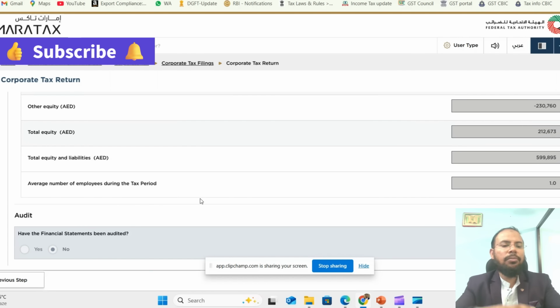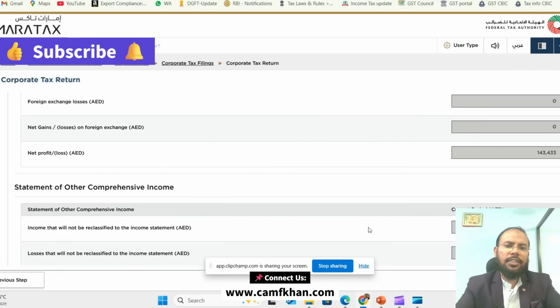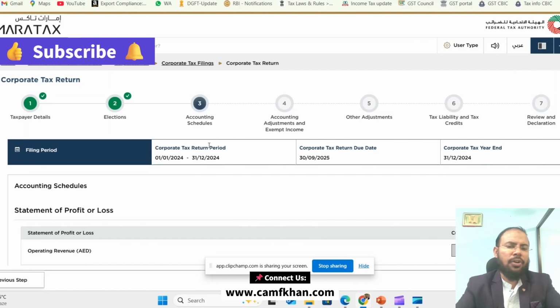Finally, we need to inform the audit related information, whether your financial statement is audited or not. We need to inform accordingly here. I hope you understand. This is a very simple step for you, and you need to click next.